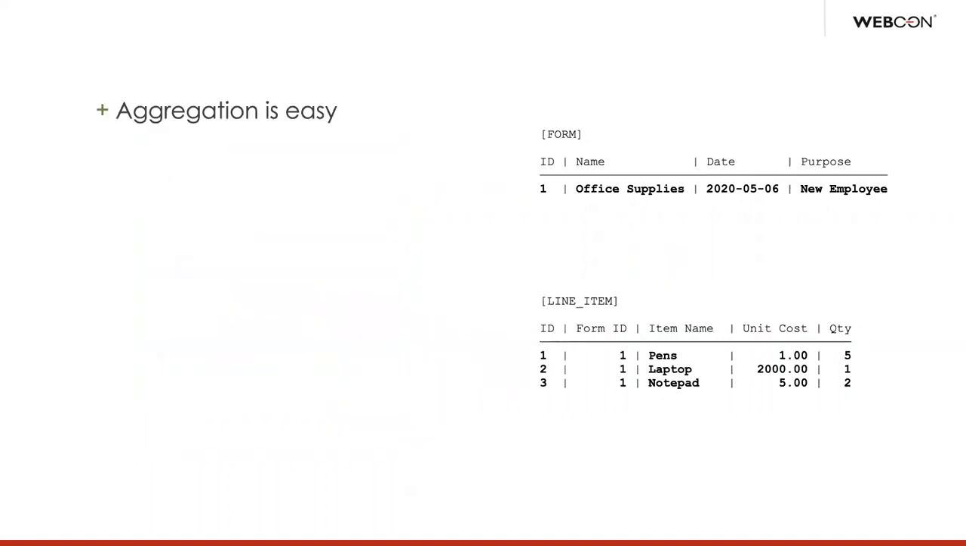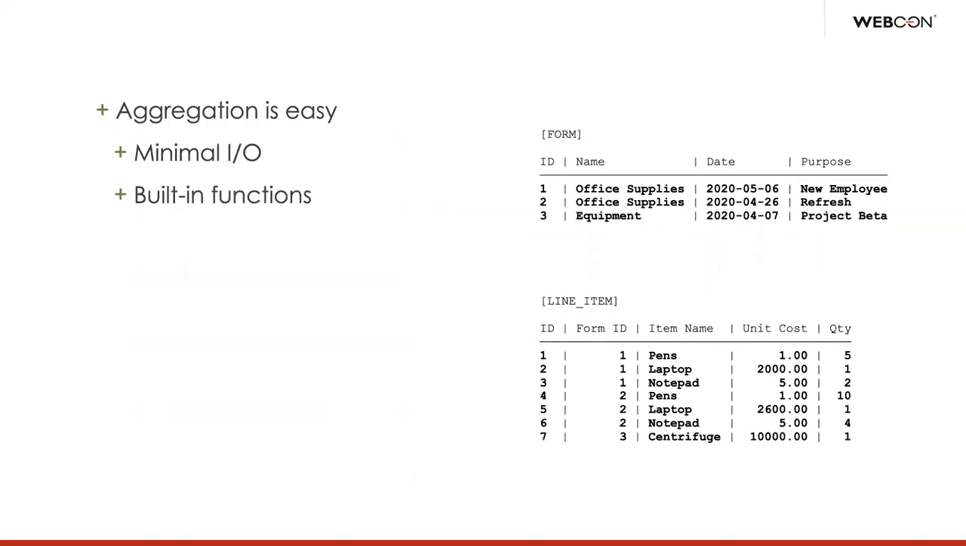Look, aggregation's really, really easy. I think there's a big payoff to that. If I want to do totals and such, there's minimal I/O, and I've got built-in functions to just automatically sum the amount of items in a column. It's really easy. Aggregating data and joining it together, look, this is all handy.